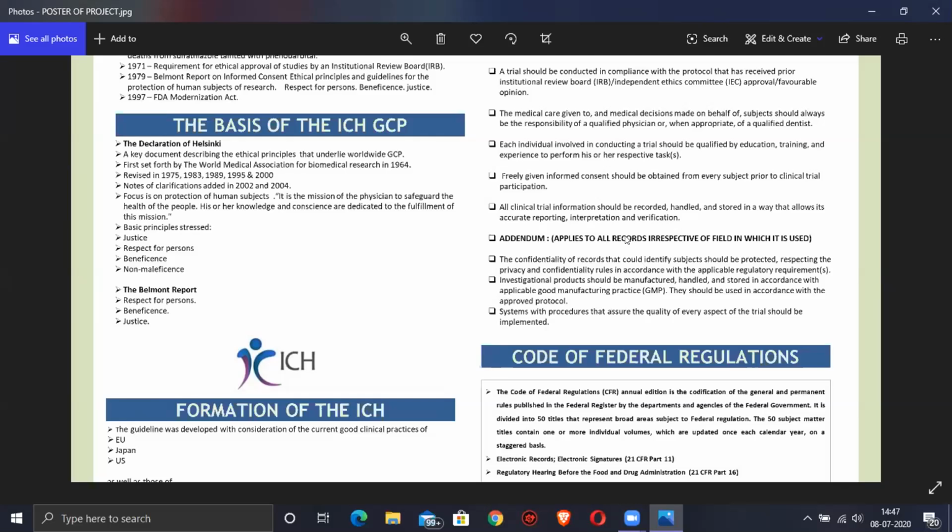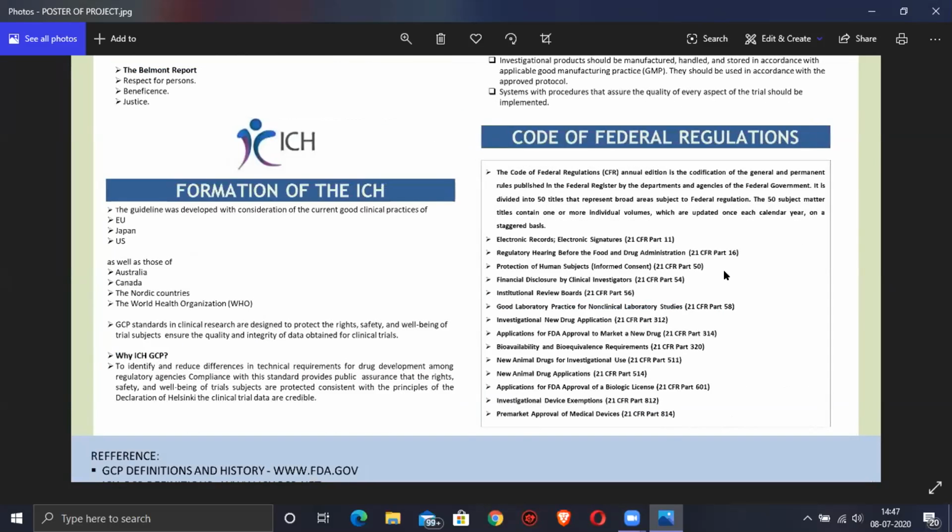In addition to this, we also have something called the Code of Federal Regulations. Now, the Federal Authority of the United States publishes its Code of Federal Regulations annually. It contains about 50 titles, in which Title 21 is where we find most of the regulations and the rules which are required to be followed when it comes to clinical research.